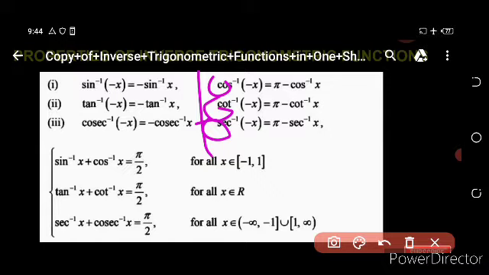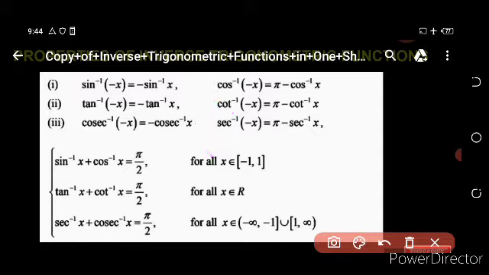But sin inverse minus x is equal to minus sin inverse x. Tan inverse minus x is equal to minus tan inverse x. And cosec inverse minus x is equal to minus cosec inverse x. So we remember all these things as a logic. Cos inverse minus x is equal to pi minus cos inverse x. Similarly, cot inverse minus x is equal to pi minus cot inverse x, and sec inverse minus x is equal to pi minus sec inverse x.